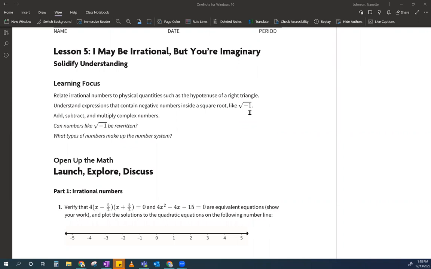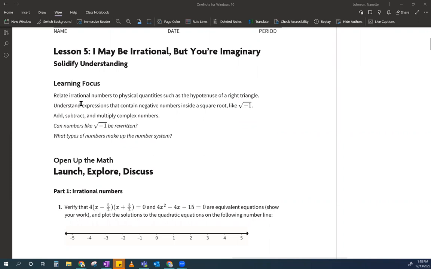I like saying things to my younger students like, yeah, you can't do that yet. And they're like, you mean we're going to be able to do that later on? So before, we couldn't take the square root of a negative number, and after today, you will be able to. But first, we're going to read through this.